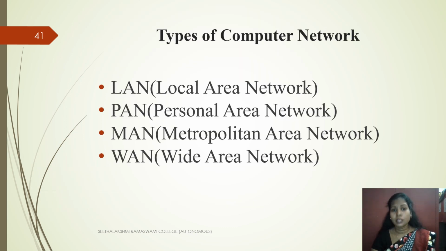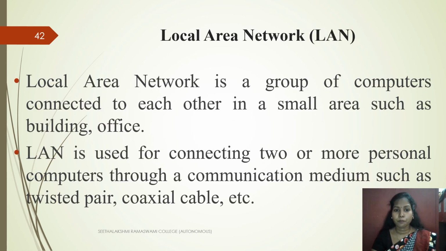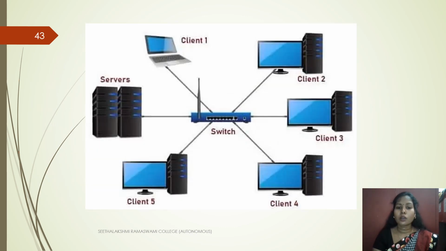And next is the types of computer network. Mainly the types of computer network are classified as local area network, personal area network, metropolitan area network, and wide area network. Now, local area network. A local area network is a group of computers which are connected to each other in a small area such as a building or office. LAN is used for connecting two or more personal computers through a communication medium such as twisted pair, coaxial cable, etc. And this is an example or illustration of the LAN network.